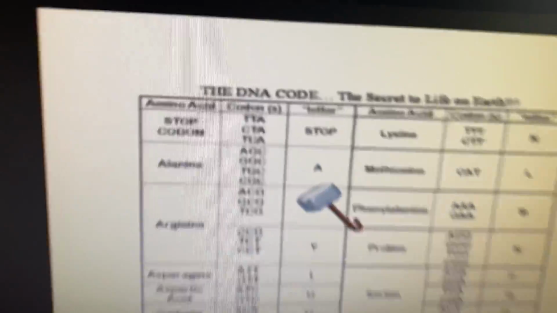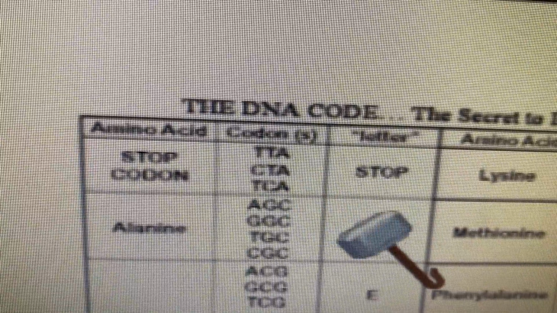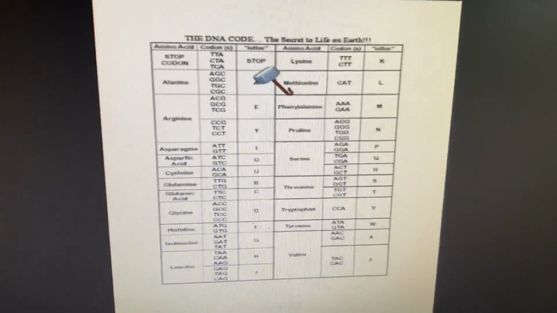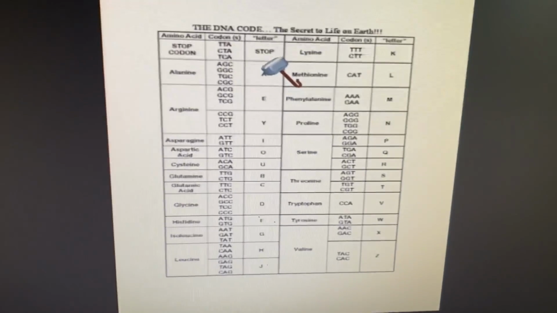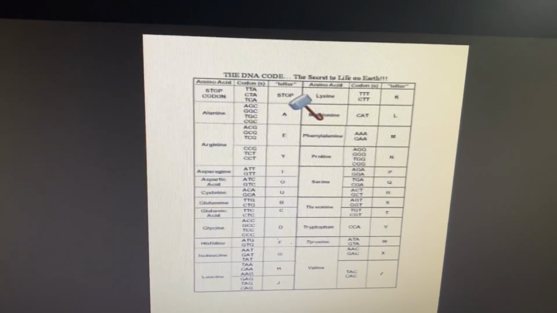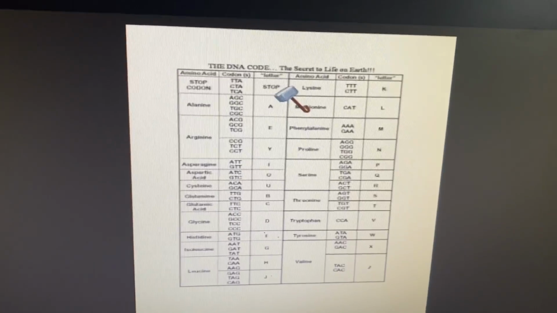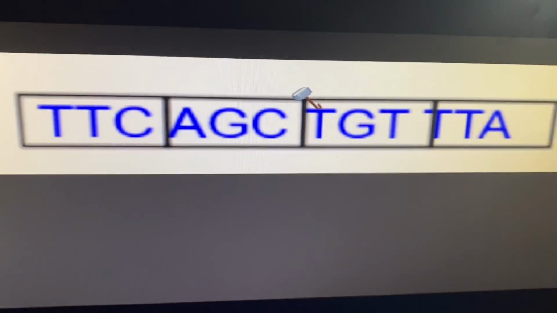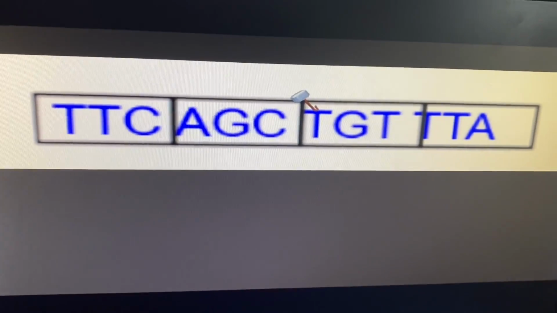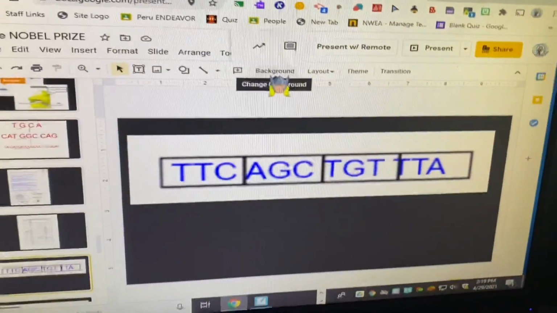If you look at the first three, TTA, CTA, and TCA, those are all stop codons. That means if you're a ribosome and you read one of those, you stop. It doesn't matter if there's anything else coming after it, you stop. Ribosomes just stop when they get to a stop codon. All right, so let's bust out the handy dandy little sheet here.